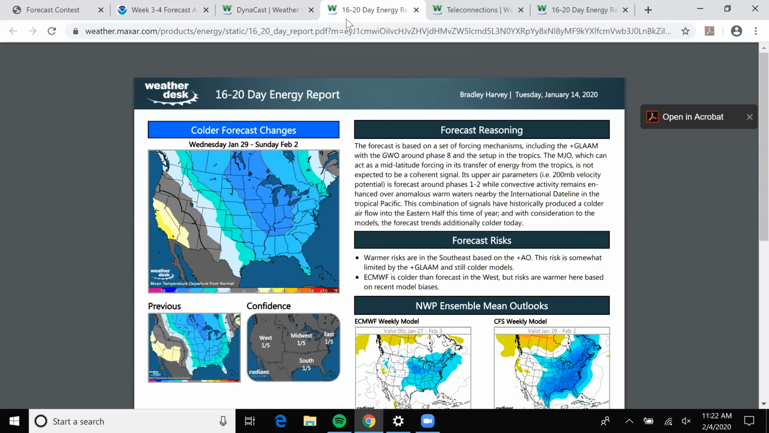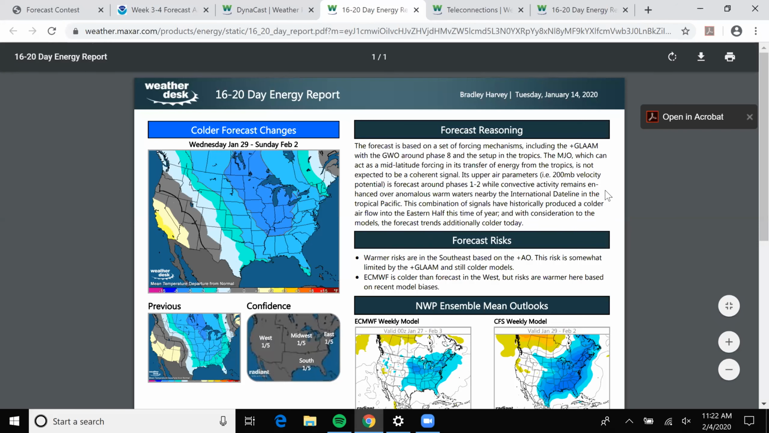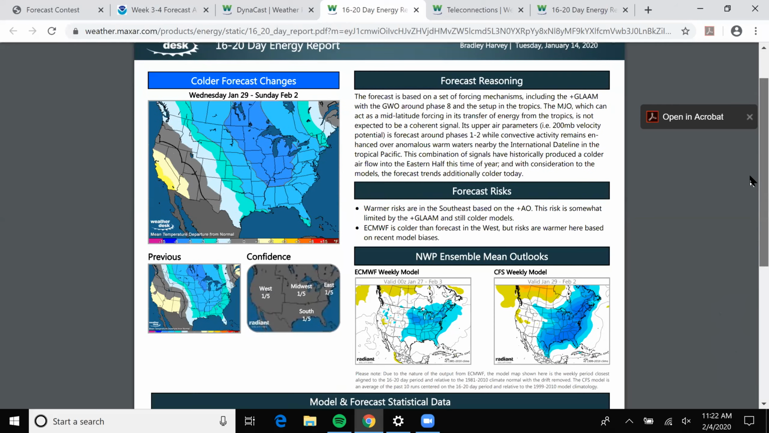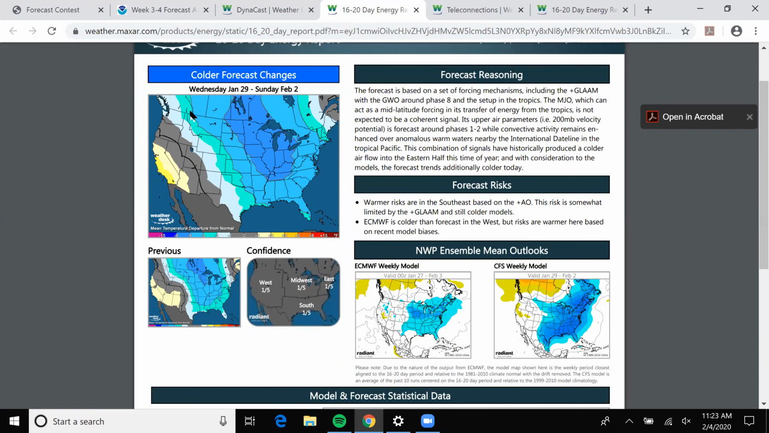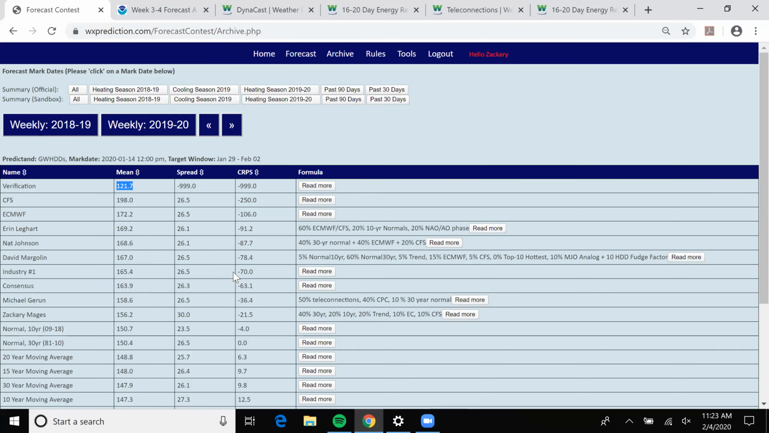I thought we could go back and look. This was Maxar's forecast report from the 14th. We can see this was their map, basically the complete opposite of what actually happened. We can go back and look. Maxar did have a pretty cold forecast and had a pretty low score.